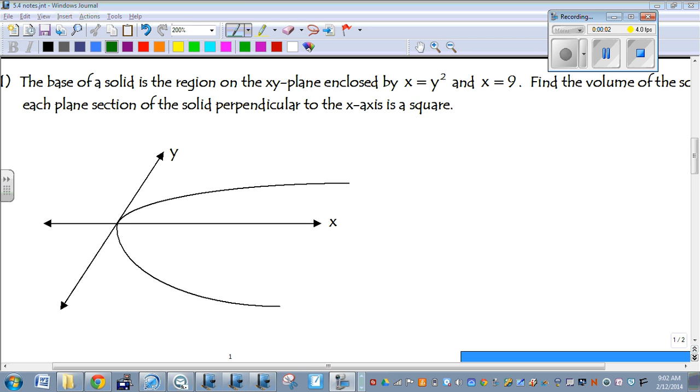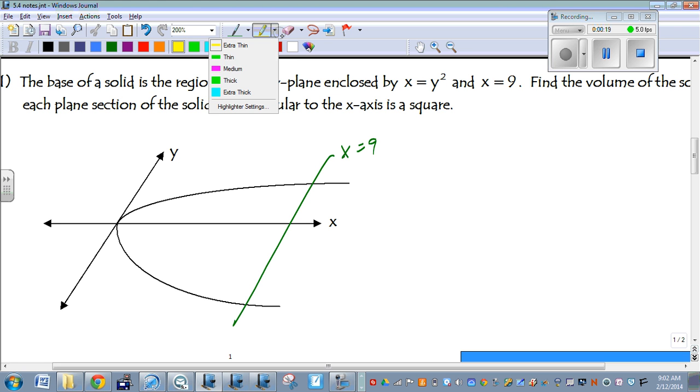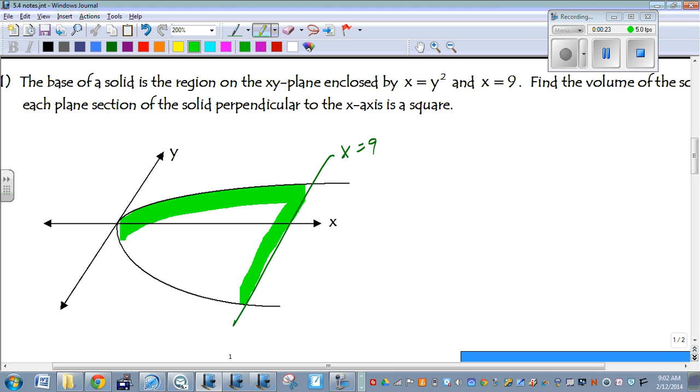So let's look at number 1. The base of our solid is going to be the region enclosed by x equals y squared, so this sideways parabola, and x equals 9. Things are at a little bit of an angle to try and get a little 3-dimension going here. So this whole region right here is the base of our solid.